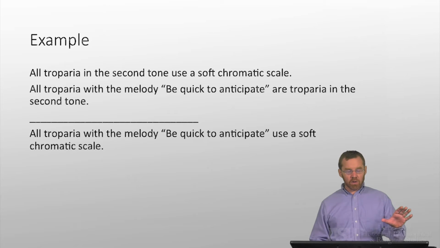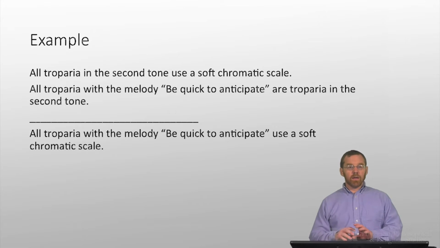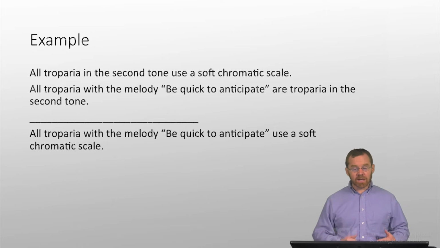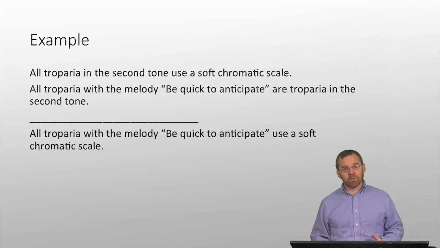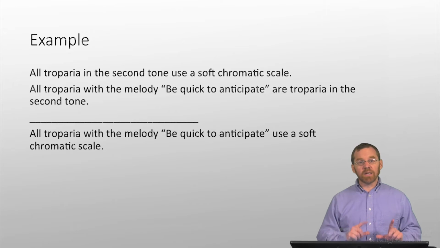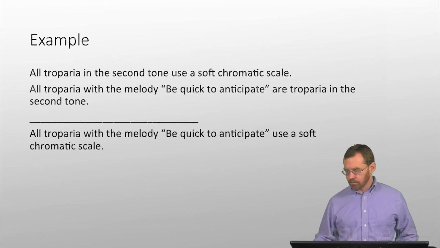It's saying all troparia with this feature are troparia in the second tone. Right, which is basically saying, looking at the conclusion, hey, if a troparion has that melody, it's got to be in the second tone. And then the first premise told you, if it's in the second tone, then it's got to use a soft chromatic scale. So the conclusion is, it has to be the case that if it has that melody, it uses a soft chromatic scale. And you can tell this because of the form of the argument and how it relates the categories to each other without knowing what those categories actually mean.